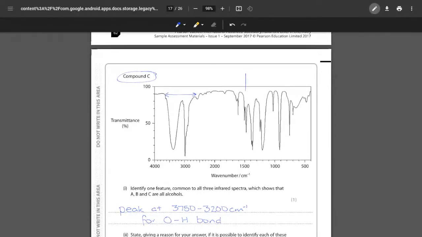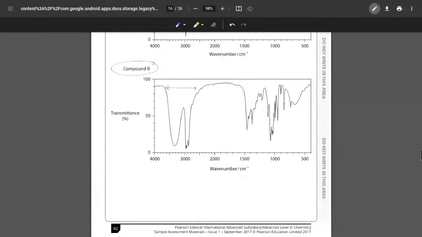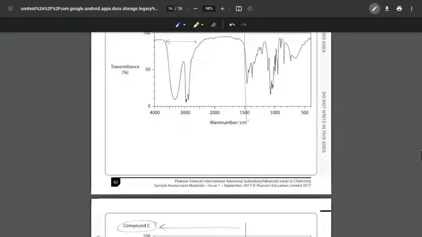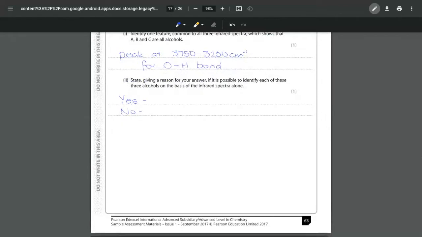So if I just draw a line at 1500, we are focusing on everything on this side. Now we compare compound C to compound B. Looks very, very similar. Compare that to compound A, again, looks very similar. So you can answer this question by saying no, because they all have the same peaks above 1500 wave numbers.